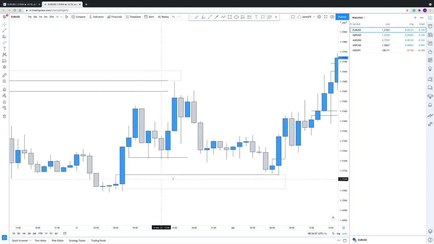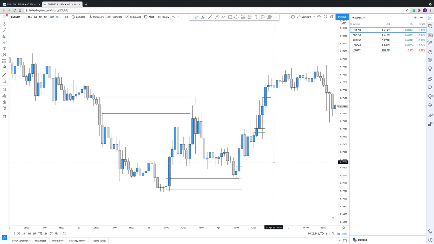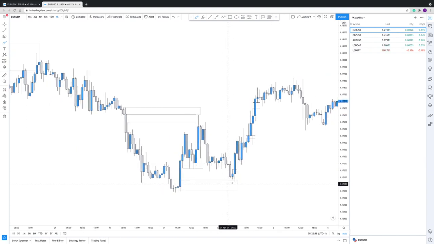We have an order block. Price comes down to tap into the order block to rebalance that inefficiency perfectly before continuing. So this would be a very nice trade that we can get involved with.